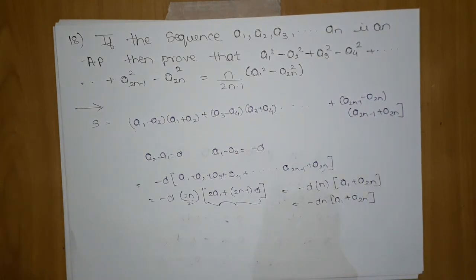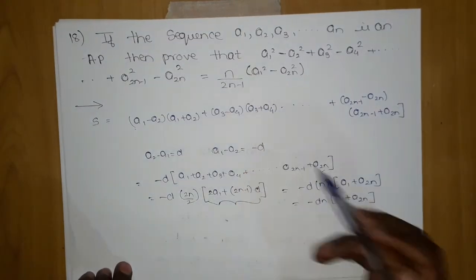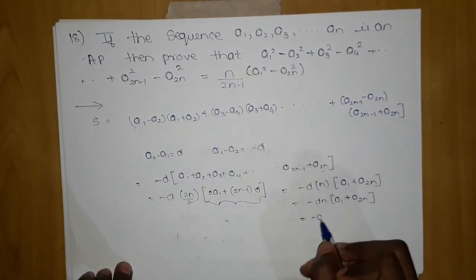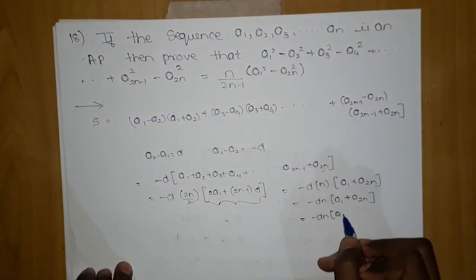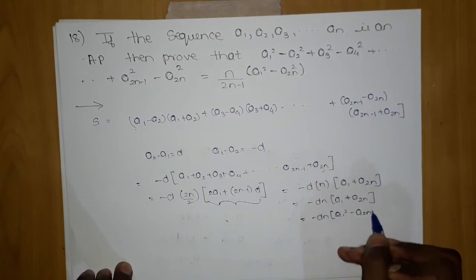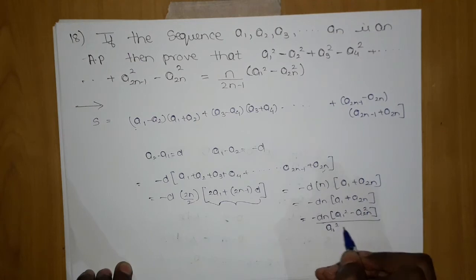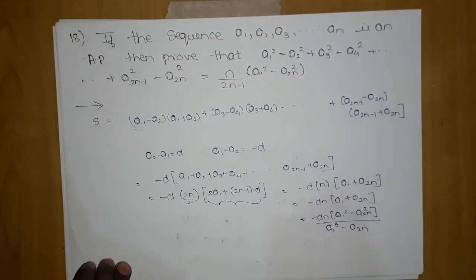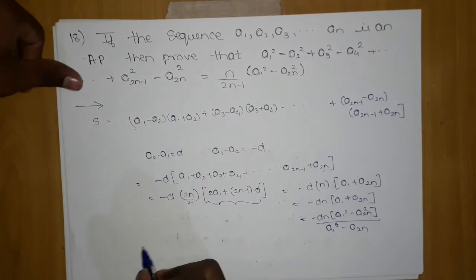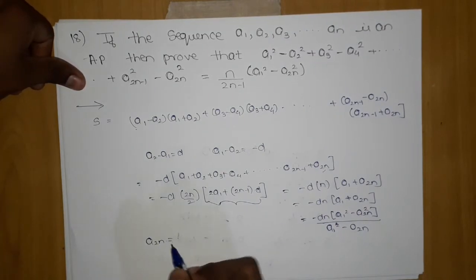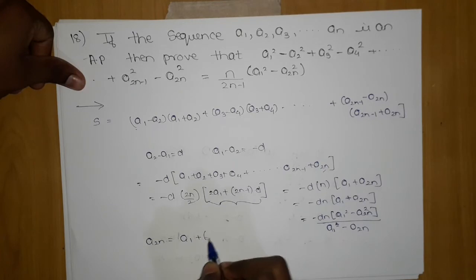Now my formula which I want is a1 square. So I will rationalize it, minus dn, which gives me a1 square minus a2n the whole square upon a1 square minus a1 minus a2n. Now if I want a2n, which is the tn term, which is nothing but a1 plus 2n minus 1 into d.